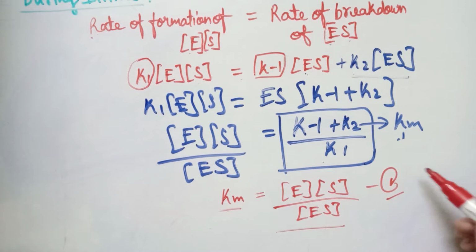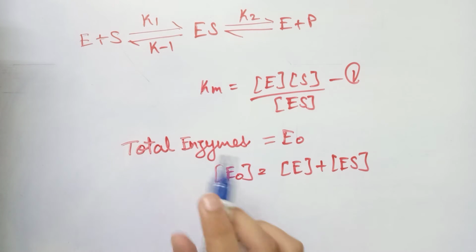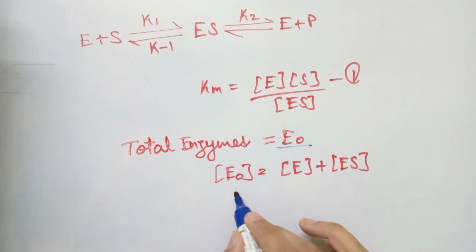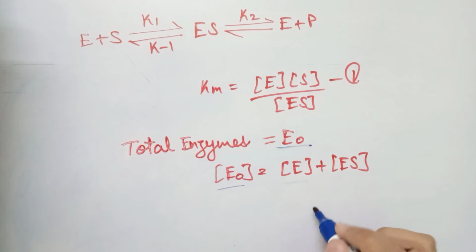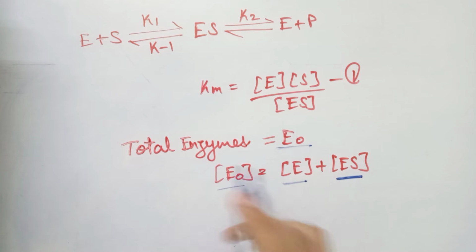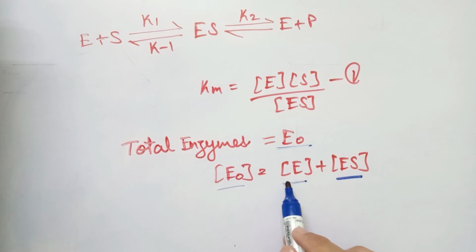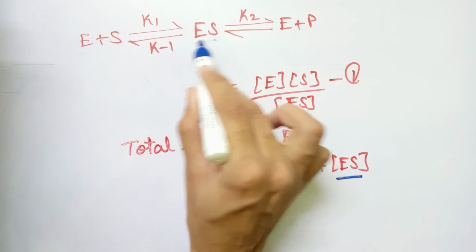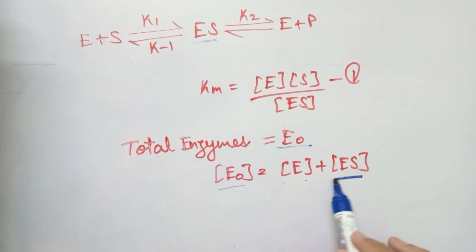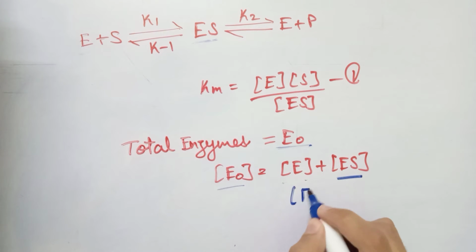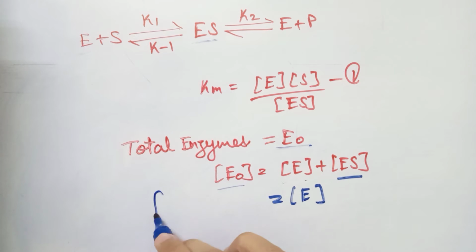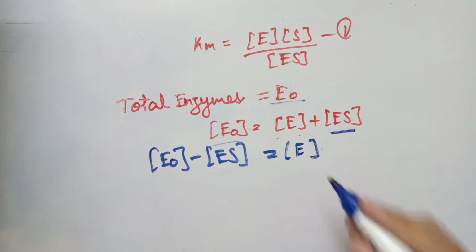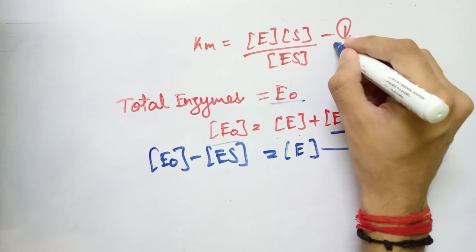Now let's consider this as the first equation. Let's consider the total enzymes in this system as E naught. The E naught concentration can be written as enzyme concentration plus enzyme substrate complex concentration, because some enzyme is also present in the enzyme substrate complex. So the total enzyme concentration will become this. Now we can also write the enzyme concentration as E naught concentration minus enzyme substrate concentration. Now we can put the value of enzyme concentration in this first equation.